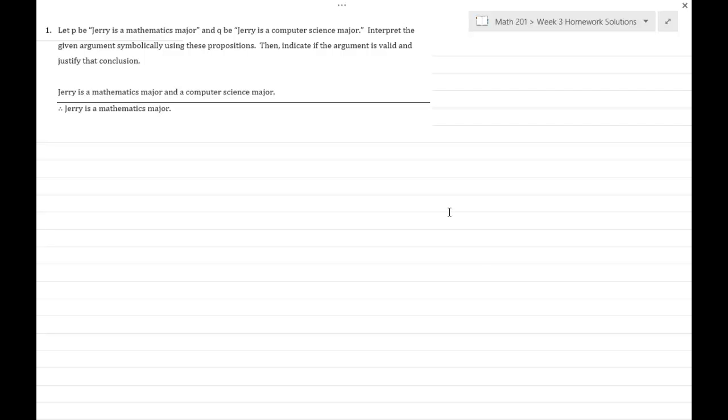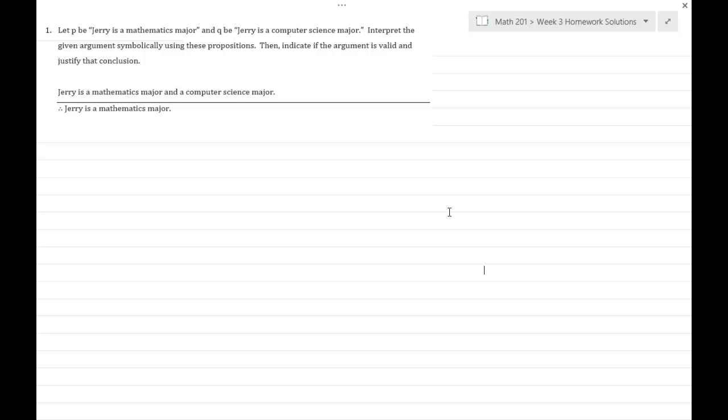Part 2 of week 3 homework solutions. Now I am talking about rules of inference and determining if arguments are valid. So this first example, an introduction here to rules of inference, we're just taking a statement about Jerry.